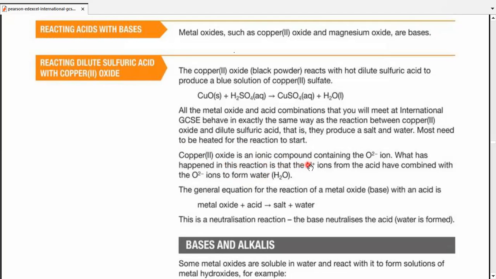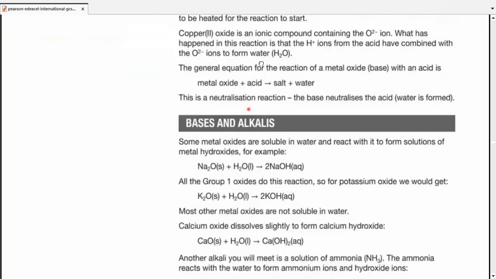Copper oxide is an ionic compound which contains the oxide ion. It reacts with the hydrogen ions from the acid. They form water. So it's pretty easy: a metal oxide plus acid will give you salt and water. This is a neutralization reaction because the base neutralizes the acid and forms a neutral product, water, as we explained earlier in the previous chapter.